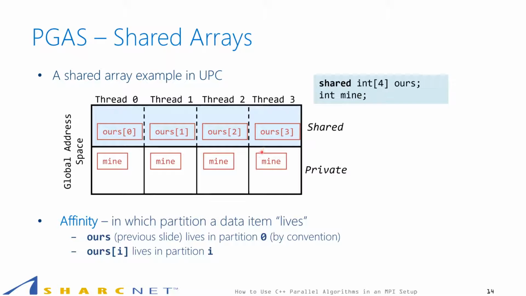Here, we come to the affinity concept. That means in which partition a data item lives. So for example, ours in the previous slide lives in partition 0 by convention. But ours[i], or each element of the array, lives in partition i. For example, ours[1] lives in partition 1.